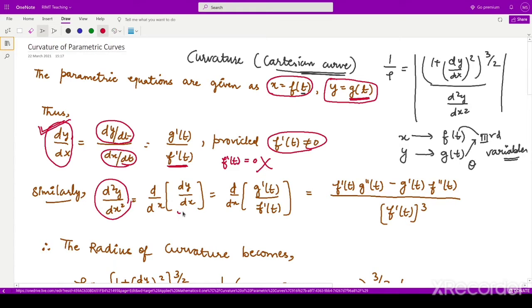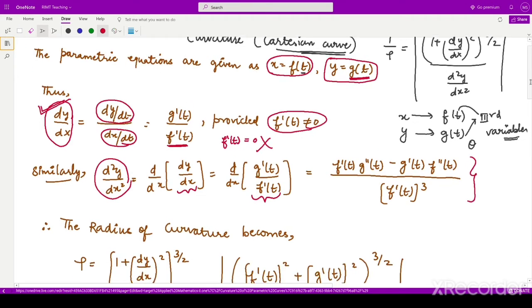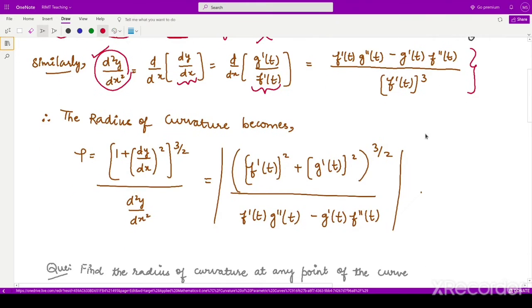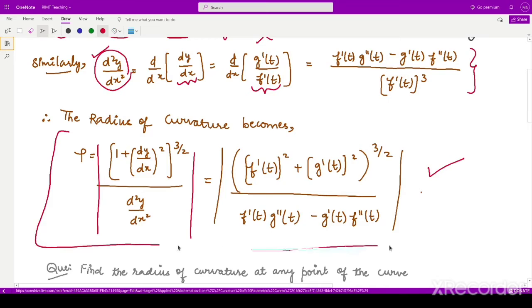I have substituted its value, so you can differentiate it applying the quotient rule. So this would be there. And then once you have the first derivative and the second derivative, you can substitute all these quantities in this radius of curvature term. So this is the formula for radius of curvature. I have just substituted the values and simplified. So this is your final result. This formula you should remember.